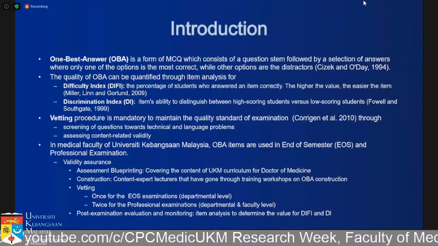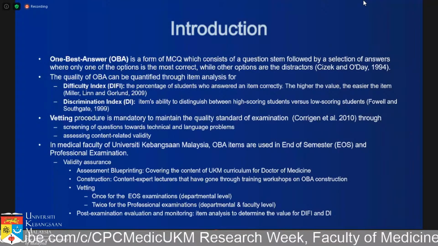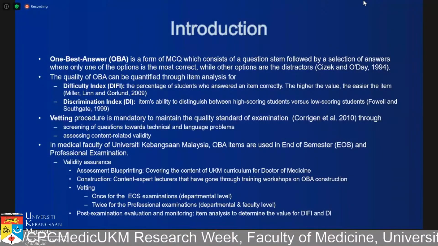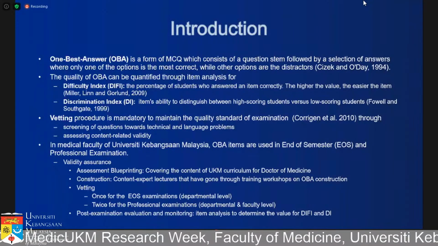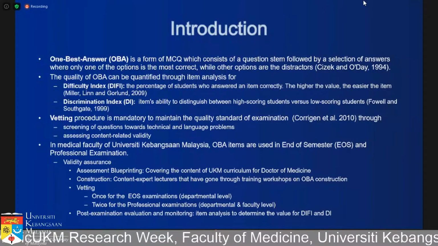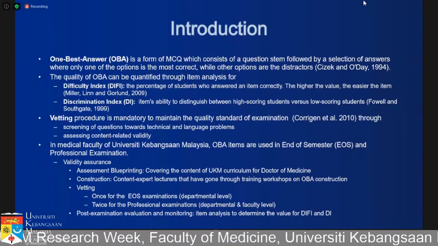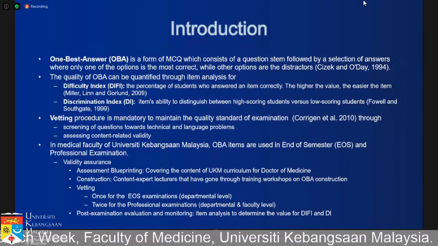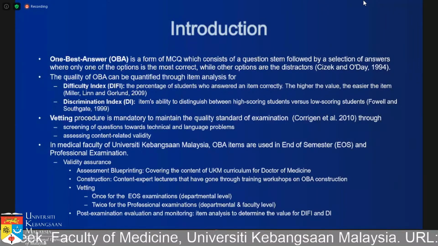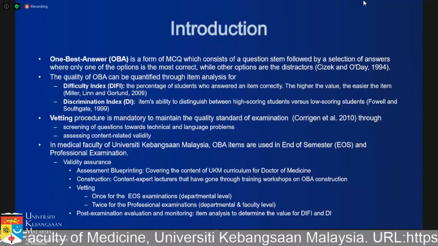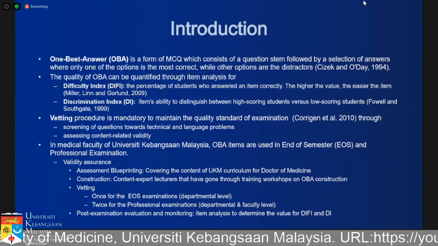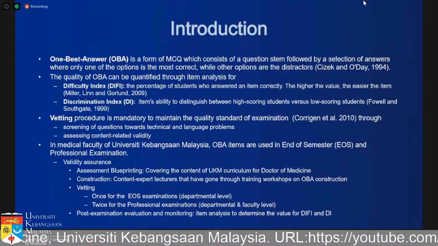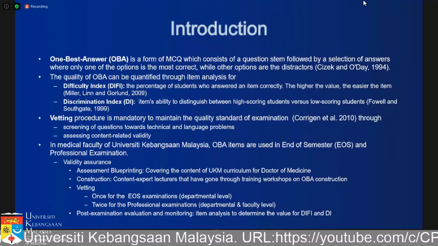For every OBA item that we construct, before we administer it in examination, it has to go through vetting procedures to maintain the quality standard of examination. We screen for technical problems and language problems, and also look at content related validity. In the medical faculty of UKM, we use OBA in end of semester as well as professional examination. For validity assurance, every OBA item constructed has to be based on an assessment blueprint that covers the content of the UKM curriculum for doctors of medicine. Every single item is constructed by content expert lecturers who have gone through training workshops on OBA construction.